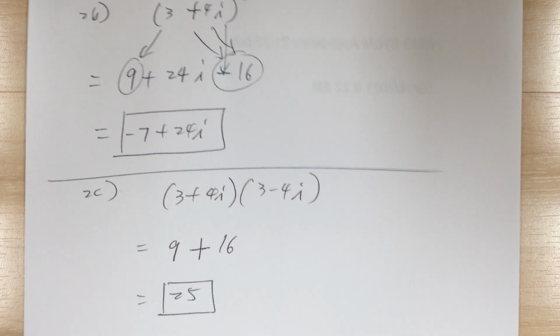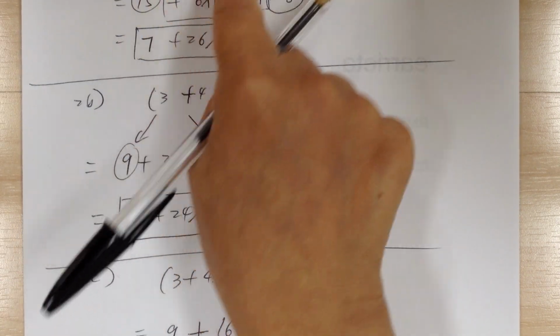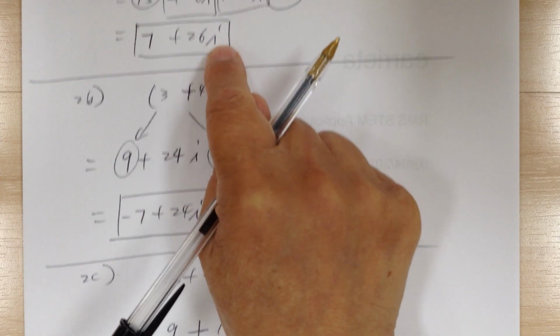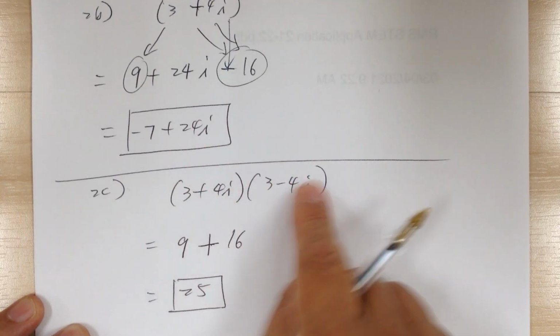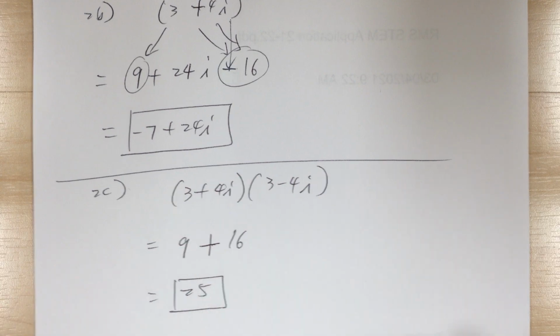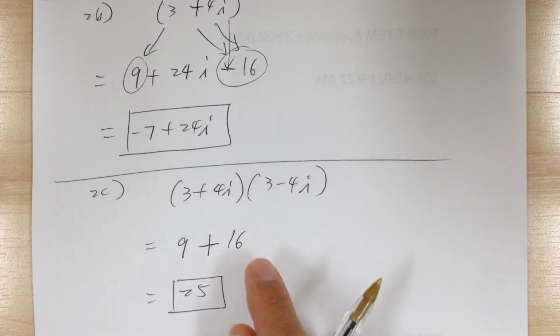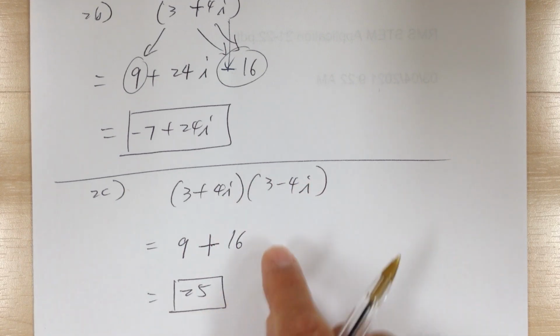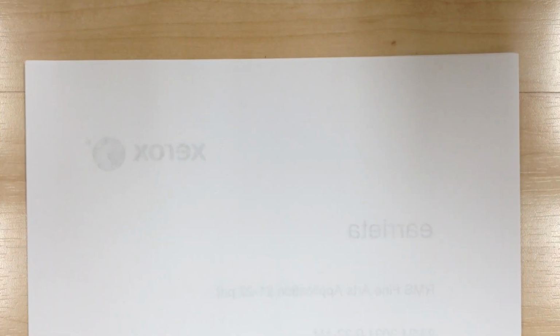Now, if you notice something over here, when you multiply, the i stays, so you still have i. When you distribute, you still get i. But over here, when you have the conjugate, notice there's no more i. So that means to get rid of the i, you need to multiply by the conjugate. That's going to be important for the following examples, to simplify. So let's go to the next example.